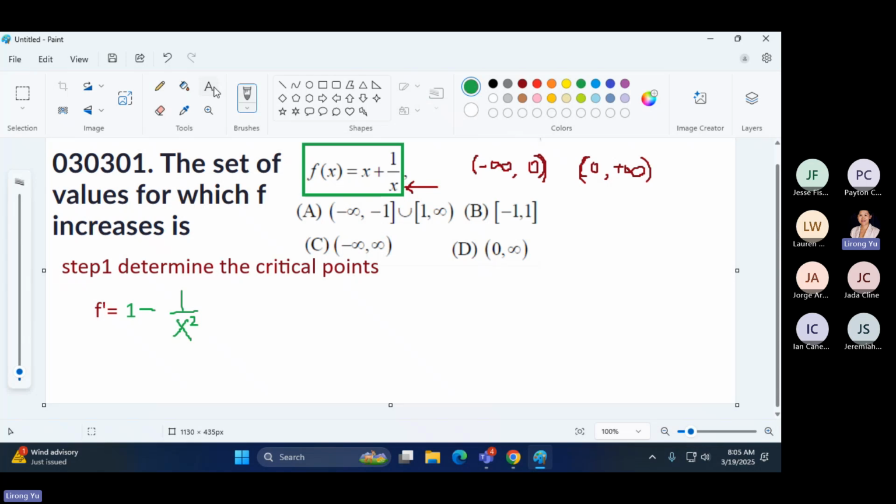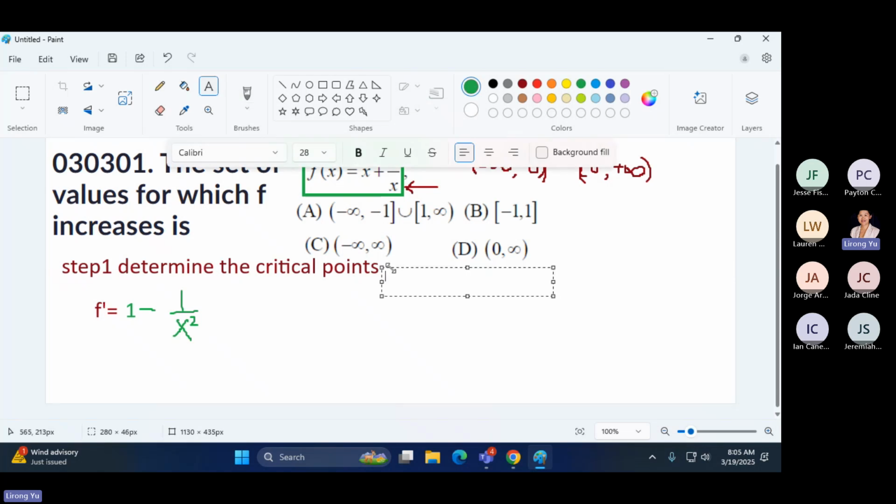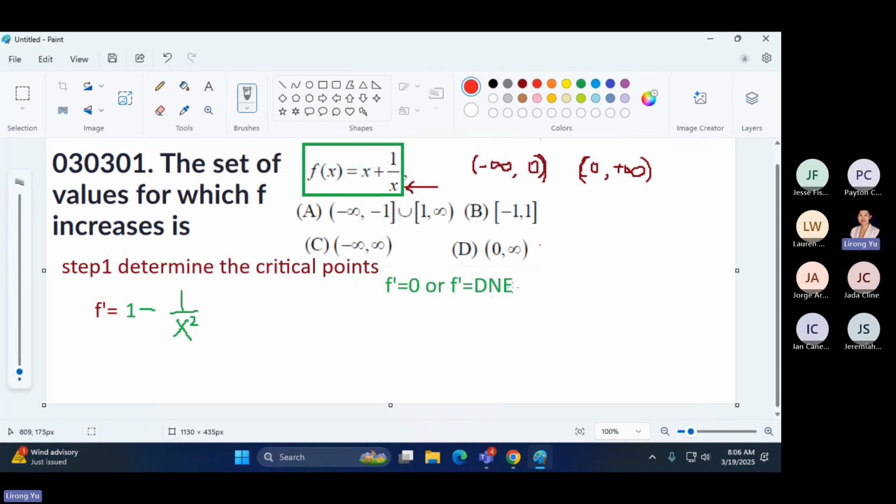And by definition, there are 2 types of critical point. One is when the derivative is equal to 0, or when the derivative is undefined. Obviously, for the undefined point, we already have a candidate. You can see the denominator is 1 over x. Therefore, if x is equal to 0, it will be undefined. So the undefined point would be 0. That's a critical point. Another one will be the derivative equal to 0.